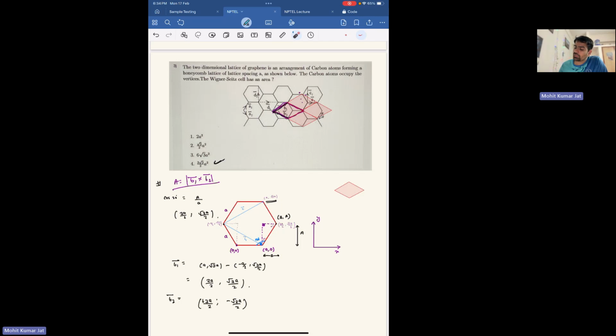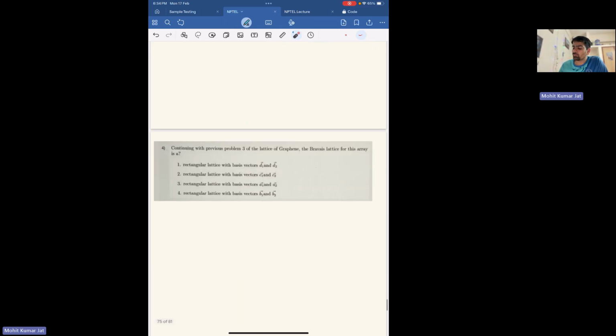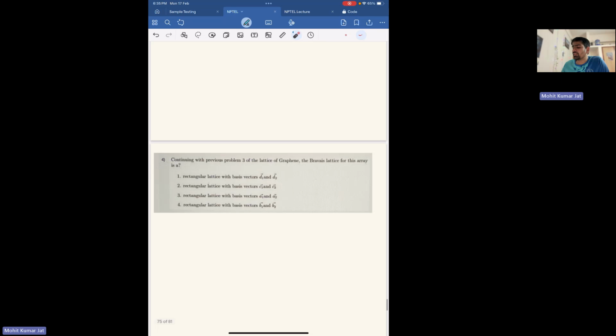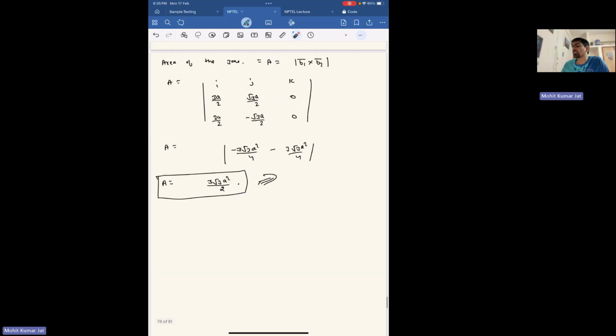Okay, if this question is clear to you, then we'll move on to the next question, which says, continuing with the previous problem number 3, the Bravais lattice for this graphene array is... So they are asking what the Bravais lattice is.